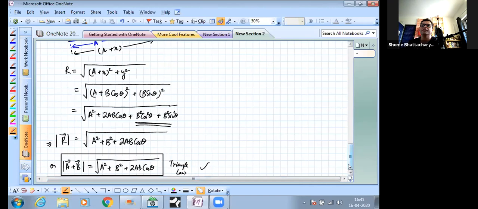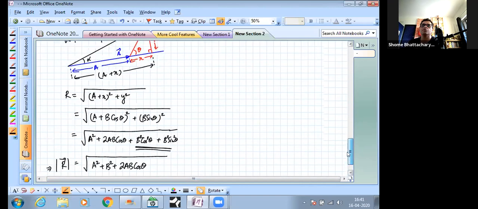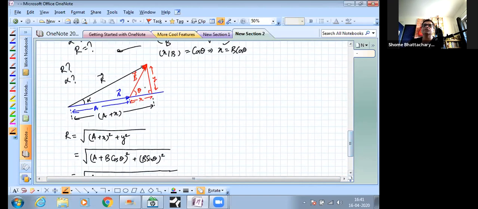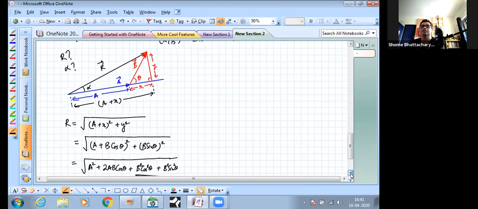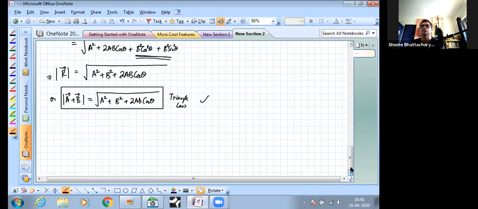So how do we find the angle alpha? Let's go back to the diagram for a moment. And now again think in terms of the larger right angle triangle. So alpha is the unknown, but now the perpendicular and the base are known. The perpendicular is y and the base is a plus x. So tan alpha becomes y upon a plus x. That is the thing that we use to find it.